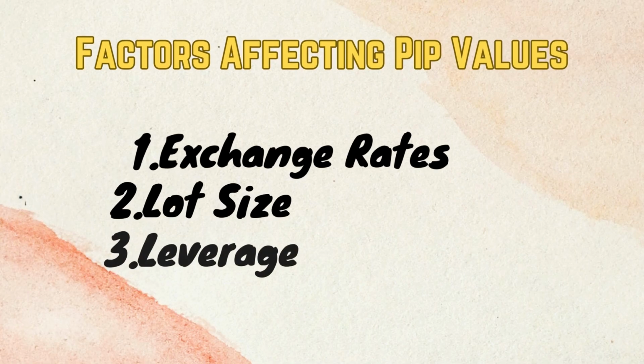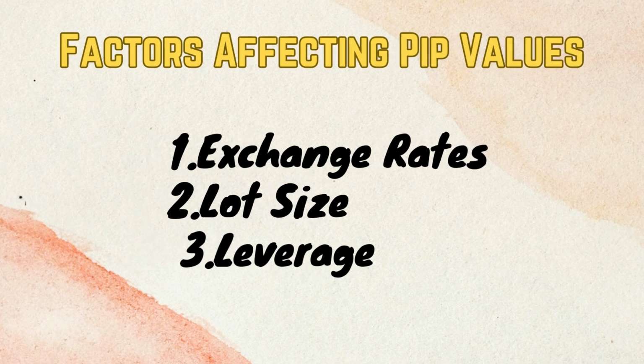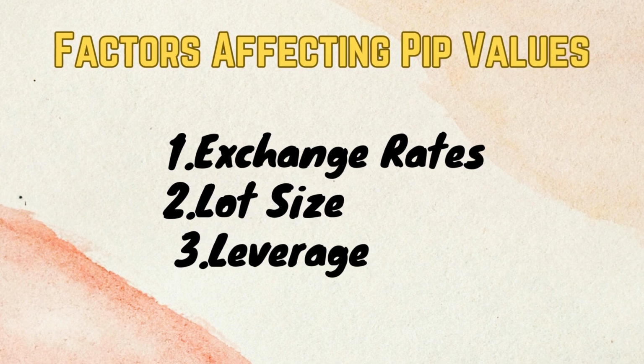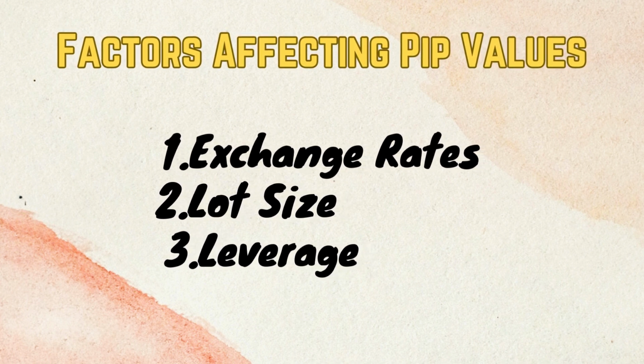The next thing that we need to learn about pips is the factors affecting pip value. One thing is the exchange rate. The exchange rate directly influences pip value calculation. As the exchange rate fluctuates, so do the pip values. Another thing is the lot size. As I have told you, a larger lot size yields a higher pip value. Understanding how lot size affects pip value is crucial for risk management.